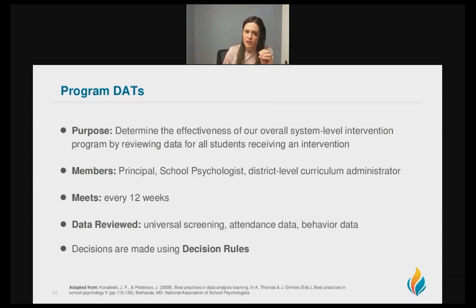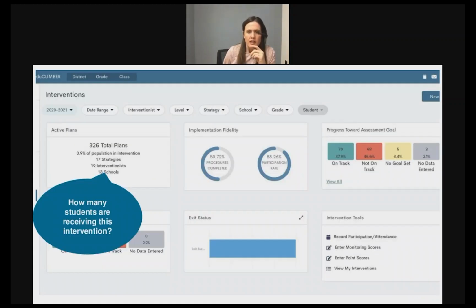Again, here it's a different group of people. You're typically meeting with an administrator, a school psych, or someone who knows how to analyze the data. And you're looking at that universal screening data, whether it's an actual screener or attendance or behavior data, whatever it was that you looked at in the fall, if not all three of these things. And again, making sure you have those decision rules established.